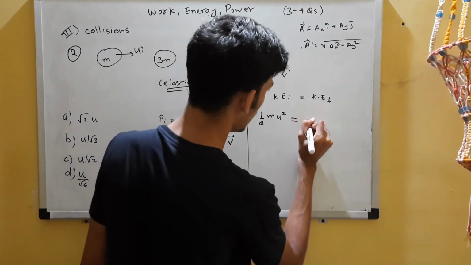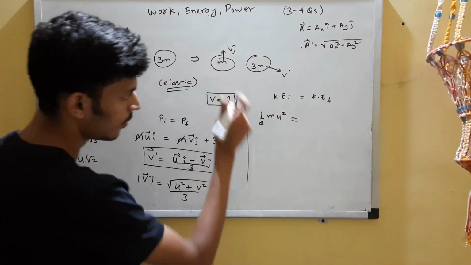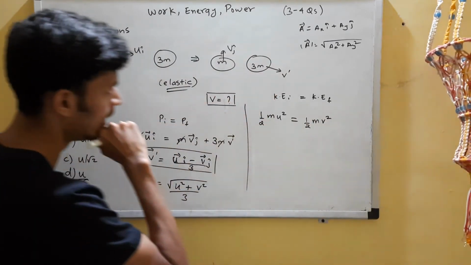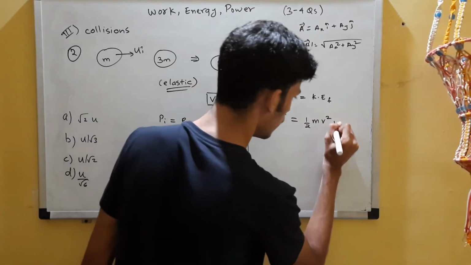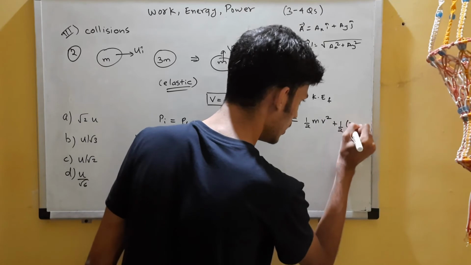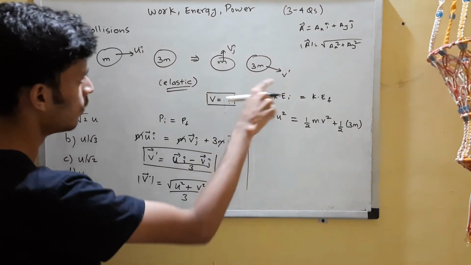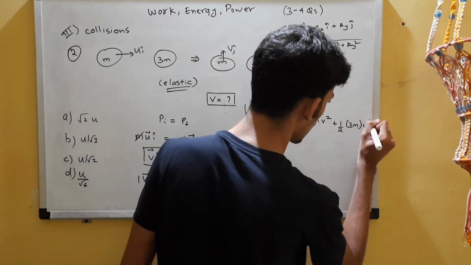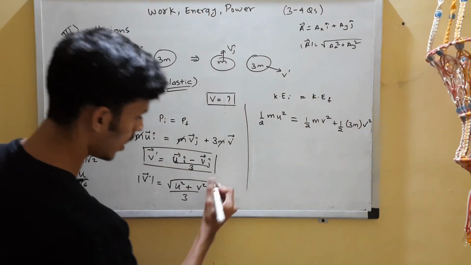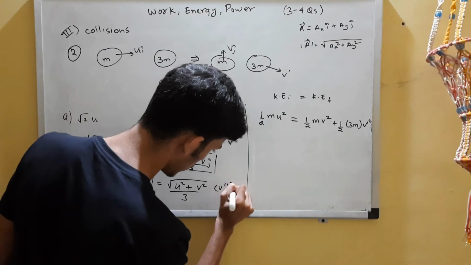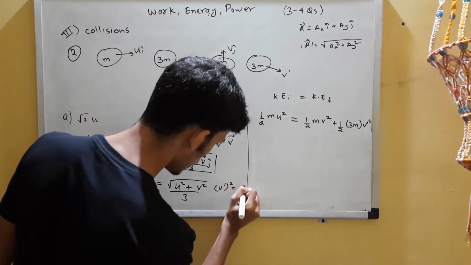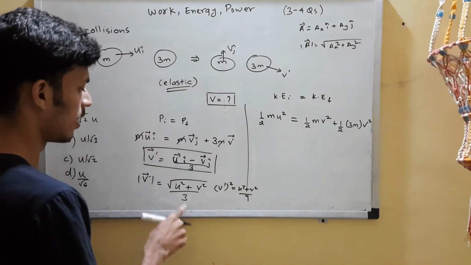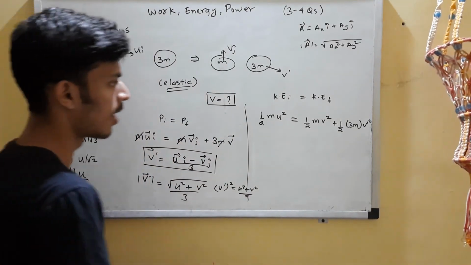Kinetic energy is basically a scalar. So coming over here, you'll see it's half m v square, and here plus half 3m into v dash square. Now v dash square, we can find it from here. We can write it as u square plus v square upon 9. This is not under root, so it becomes 9.